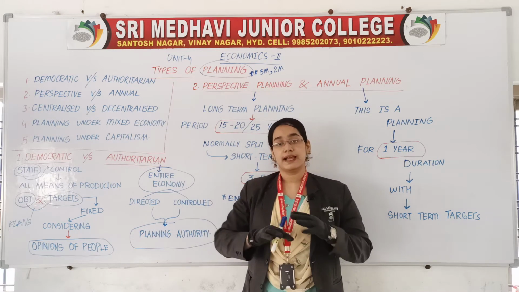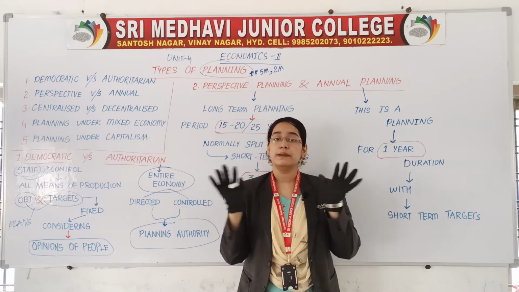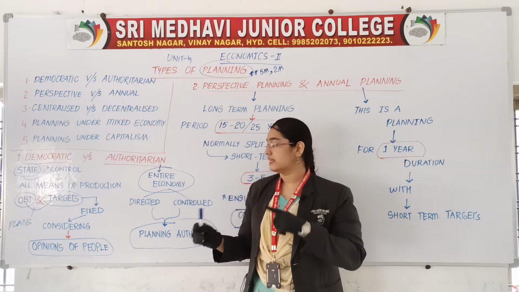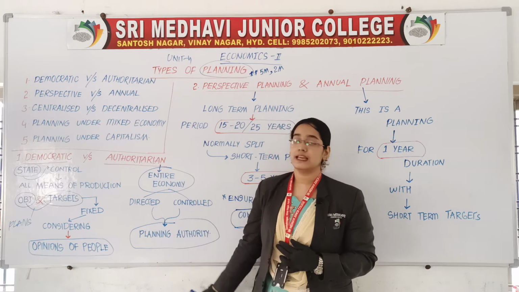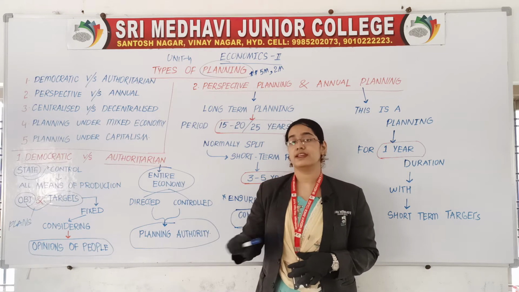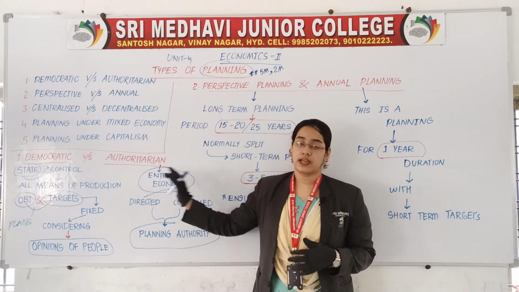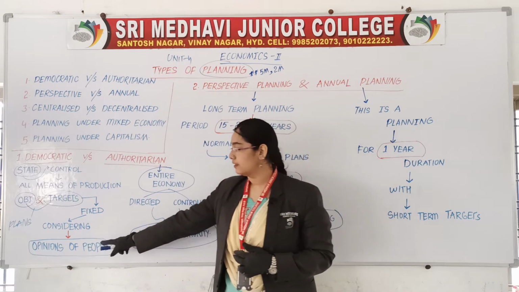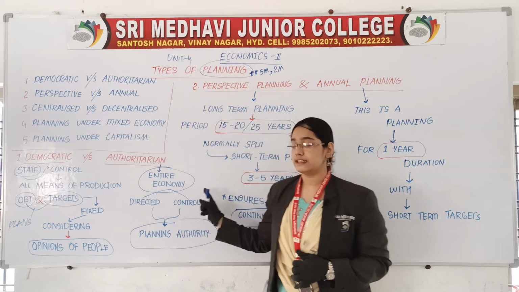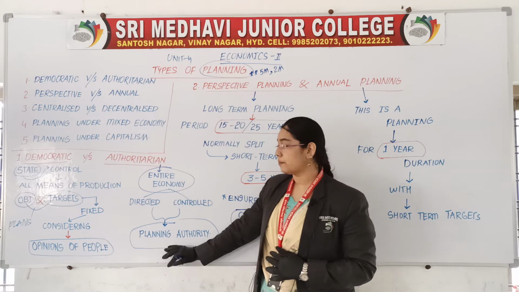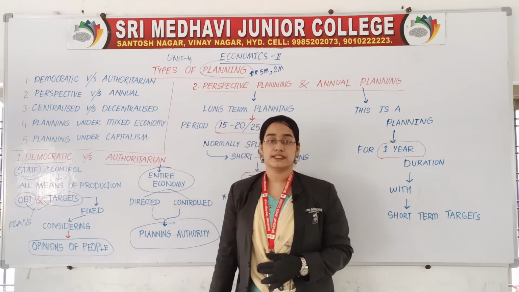Under democratic planning, the opinions of all people will be considered, but here only the state, the planning authority, has control of the entire economy. Here the opinions of people are directed and controlled by only the planning authority. Only one person, whereas there are a number of persons.